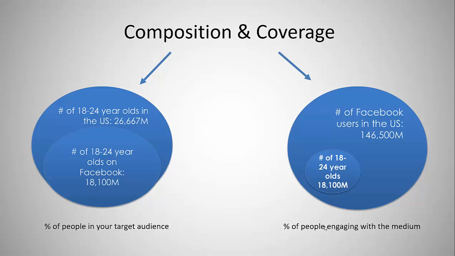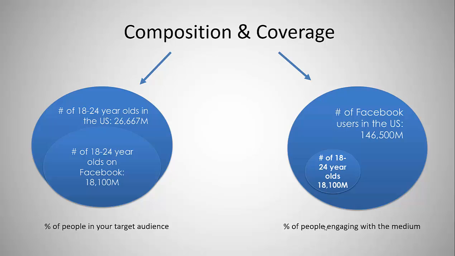Of the 146 million Facebook users in the US, 18.1 million, or 12% of them, are between the ages of 18 to 24. So 12% of Facebook users are 18 to 24, which is our coverage. Composition asks the question a slightly different way. Of all 18 to 24-year-olds in the US, 26.7 million, how many of them go on Facebook? The answer is 67%, or 2/3 of all 18 to 24-year-olds are on Facebook.